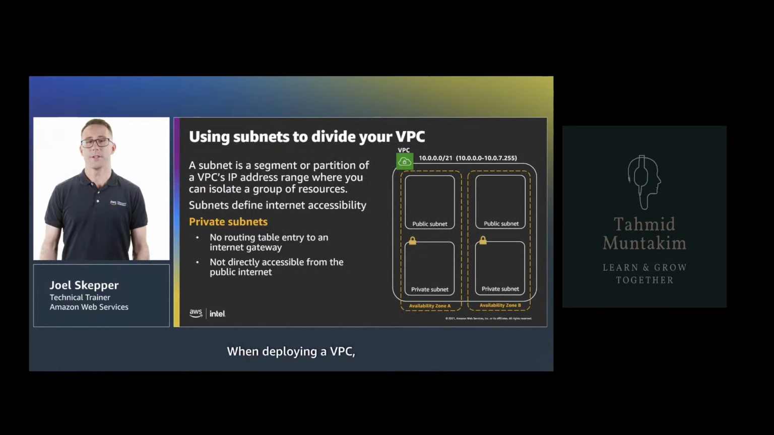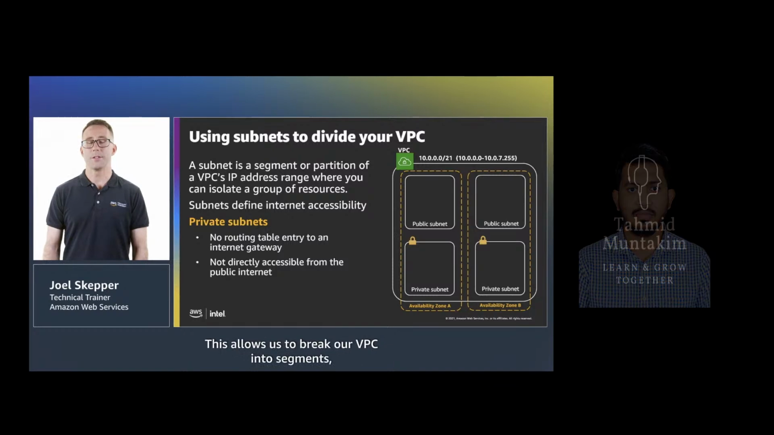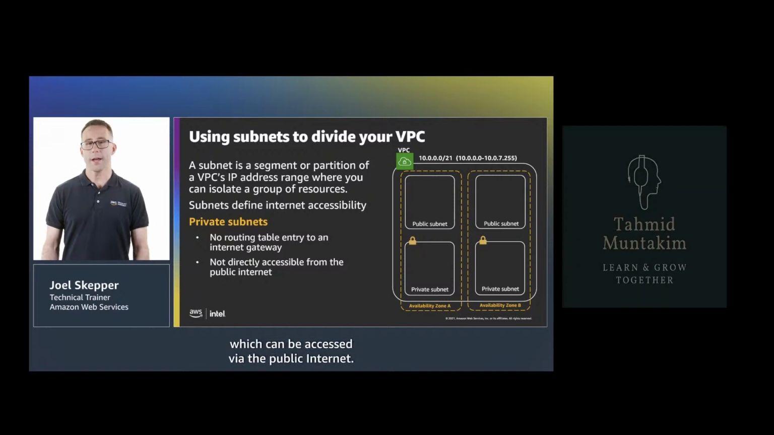When deploying a VPC, we must allocate a range of IP addresses. We can then further partition the VPC into something called subnets. This allows us to break our VPC into segments, which we can then use for high availability or security, or apply different controls. The example shown here has a public subnet, which can be accessed via the public internet.